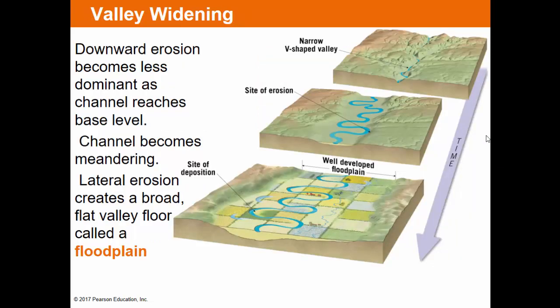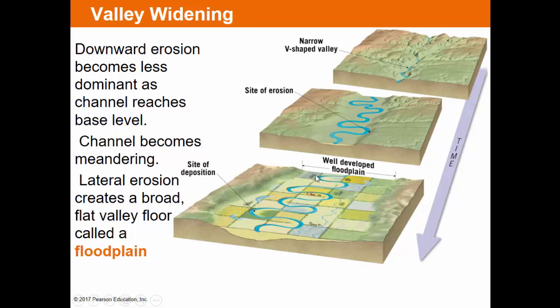Downward erosion becomes less dominant as a channel reaches that base level. As it gets closer and closer to that base level, you're going to see less and less downward digging and more lateral side-to-side digging. The channel becomes a meandering channel. So we may have started out, this is the whole view right here, where base level was way down at the bottom, and this new channel and stream is cutting down, and as it gets closer to its base level, we're going to see it become more meandering, and eventually you're going to get this well-developed floodplain.